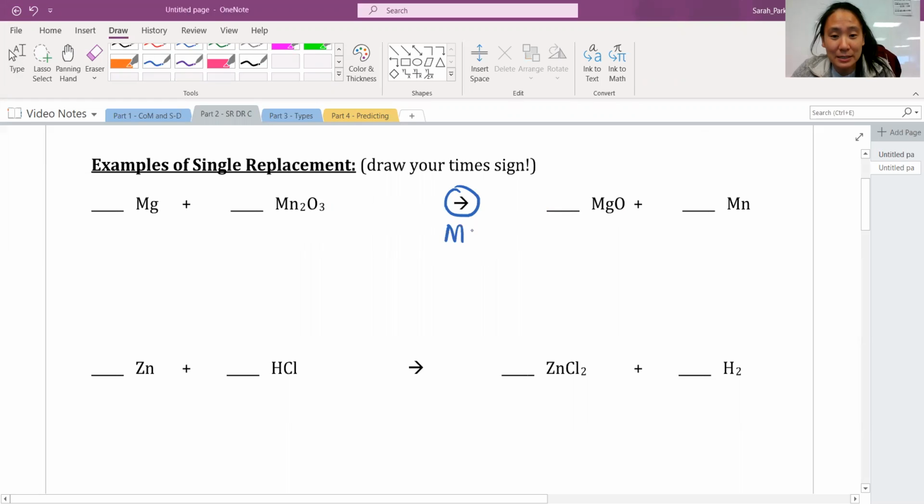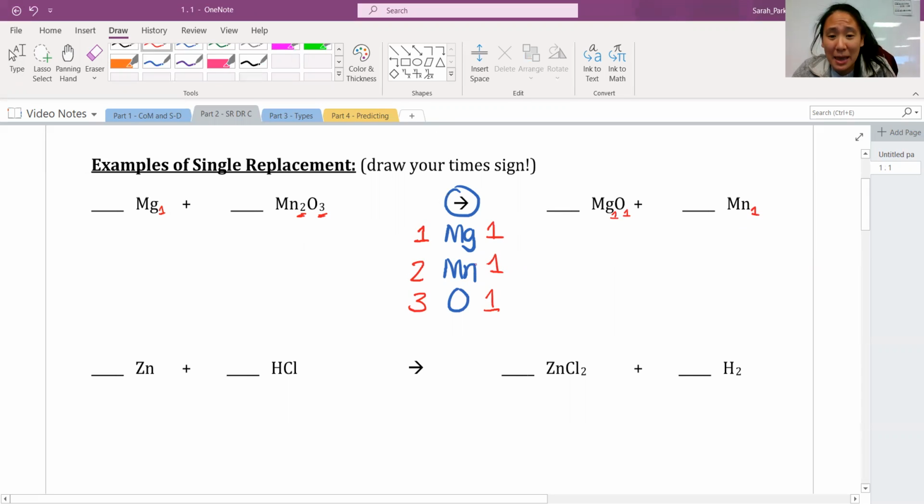I have a magnesium, which is Mg. I have a manganese, which is Mn. I have an oxygen, which is the letter O. Now I can count. On the left-hand side here, I have only one magnesium, I have two manganese, and I have three oxygens. Then on the right-hand side, I have one magnesium, one oxygen, and one manganese. So only one of each of these elements on the right-hand side. You can already tell that it's not balanced, so I have to change the numbers and balance the reaction.